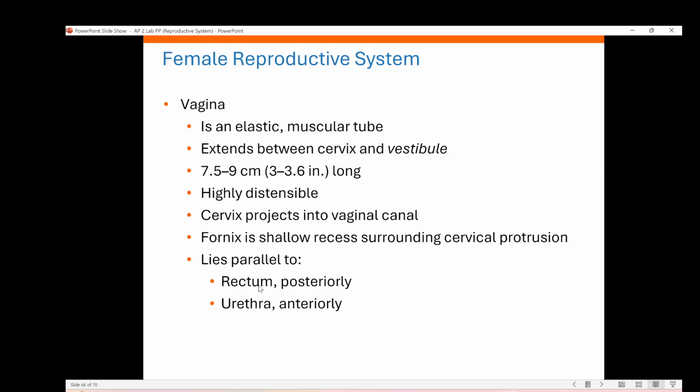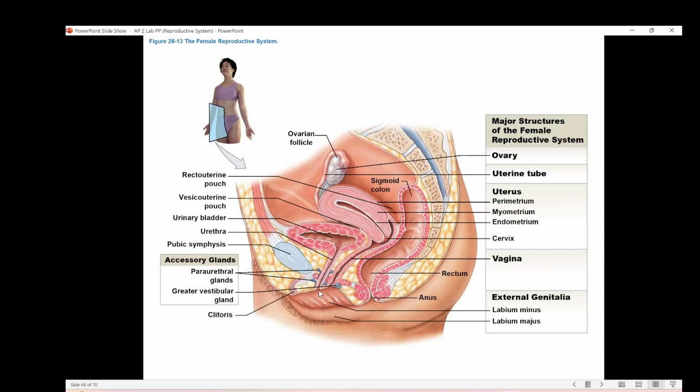And the vagina, where we find it, lies parallel to the rectum. So the rectum is going to be posterior, and the urethra would be in the front. So we go back to this picture here. Here's the vaginal canal right here. Notice the rectum is posterior, and the urethra is anterior right here.